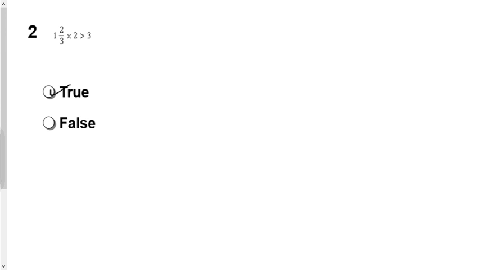So you could also just work it out if you wanted to, and you could say that 5/3 doubled is going to be 10/3, which is equal to 3 and 1/3, which still makes it true. It is greater than 3.